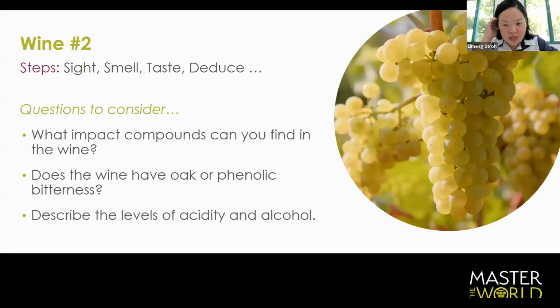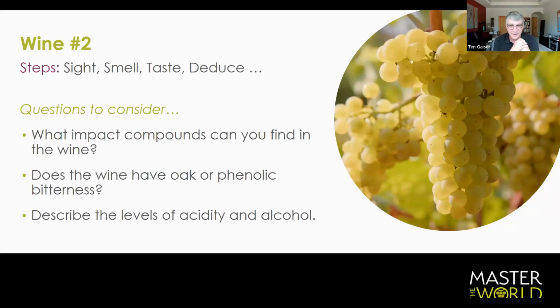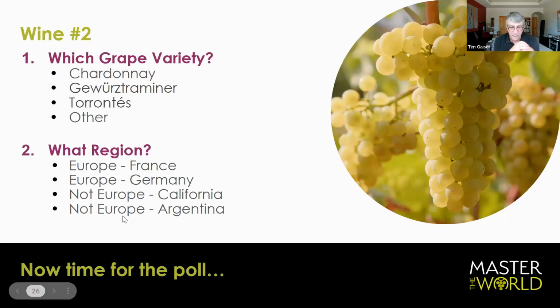Tim, the comparison between the two is really helpful. I hope folks are going back and forth. Okay, here are your choices. Gewürztraminer, Torrontés from Argentina, and Chardonnay, which is from a lot of places: France, California, even Argentina. And of course, Gewürztraminer could be from France or Germany or California for that matter. Torrontés usually from Argentina, Chardonnay from any of those places.